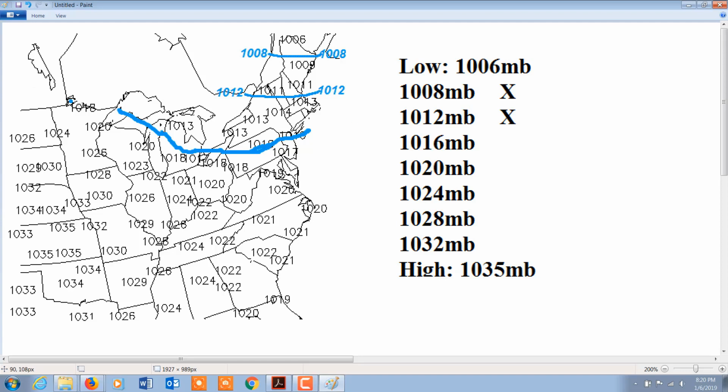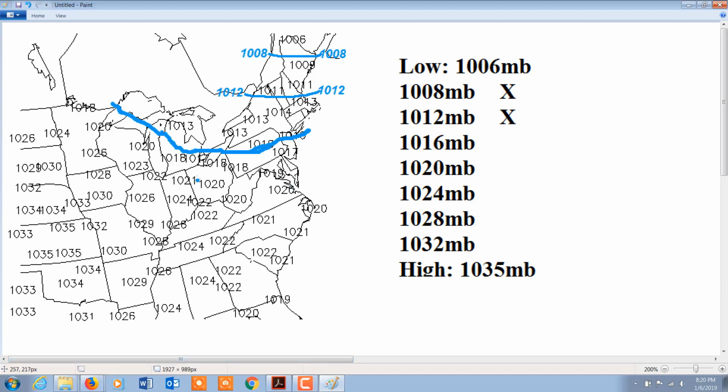And then once you're done, once you've drawn your line, you need to do two things. One, make sure that everything on one side is below 1016. So up here, what I have is 1014, 1013, 1013. There's nothing up here that's above 1016. And then everything down here is above 1016.